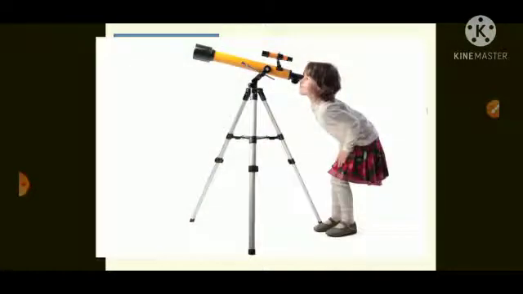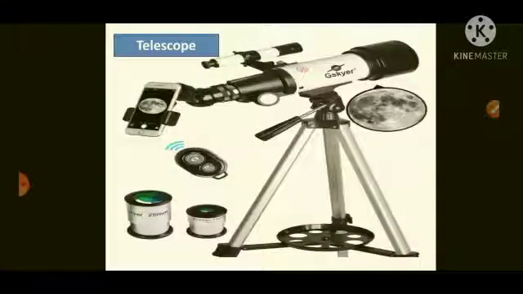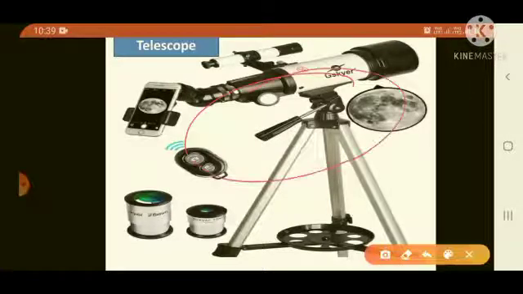Next is a telescope. We use an instrument to look at the stars, the moon and the other bodies in the sky more clearly, called a telescope. You can see here in the picture. This is a telescope.